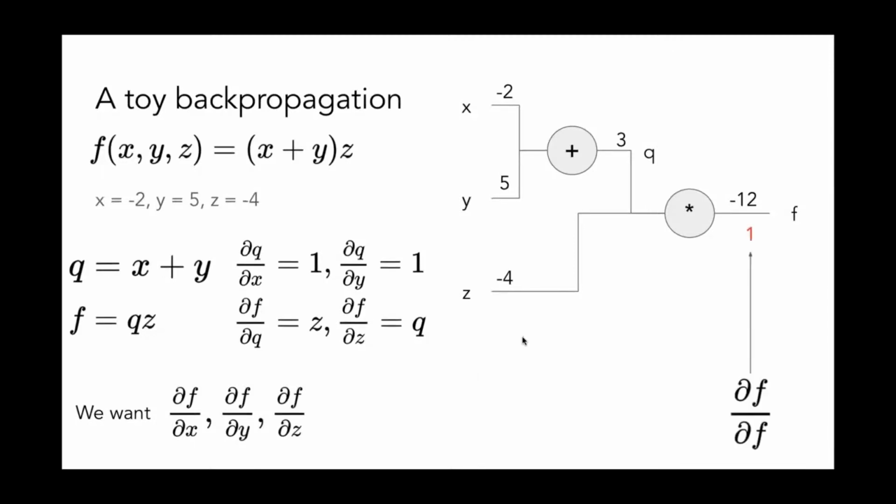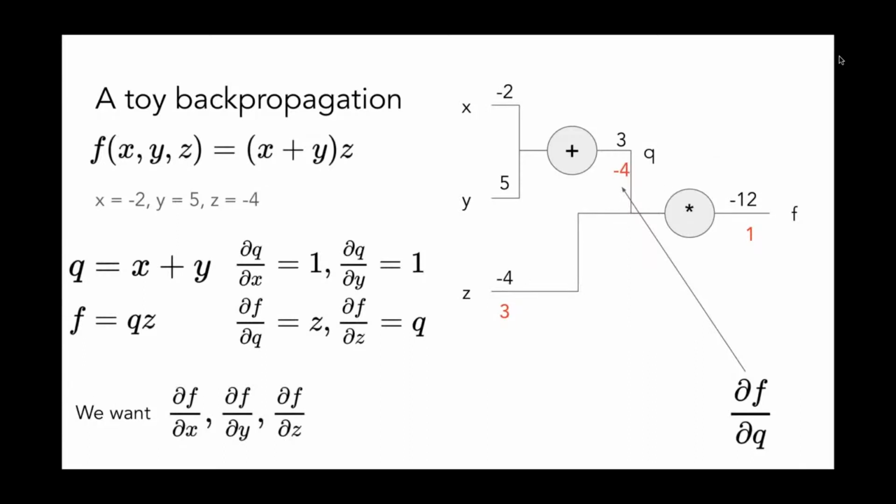So since we want a derivative, we start here. We start by taking the derivative of the result f with respect to f, which is 1, because the contribution of f in f is maximum, of course. This is a very trivial example, but I'm just starting here. Then we move to z. We want the derivative of f with respect to z. When you're taking the derivative of a multiplication, q times z, the result is q, the other variable. So the derivative of f with respect to z is 3. And the derivative of f with respect to q is z, and z is -4, so the gradient is -4.